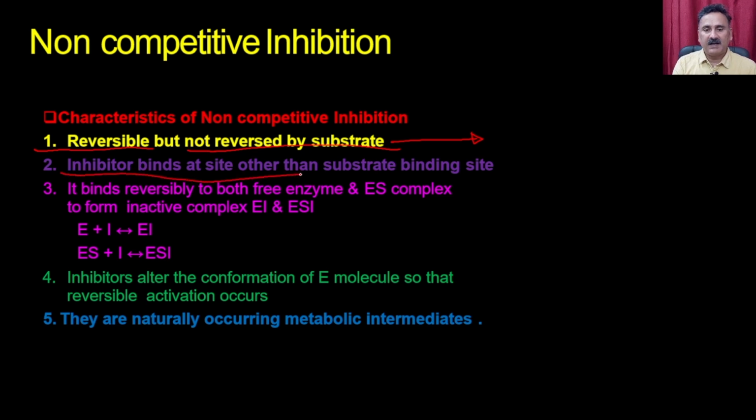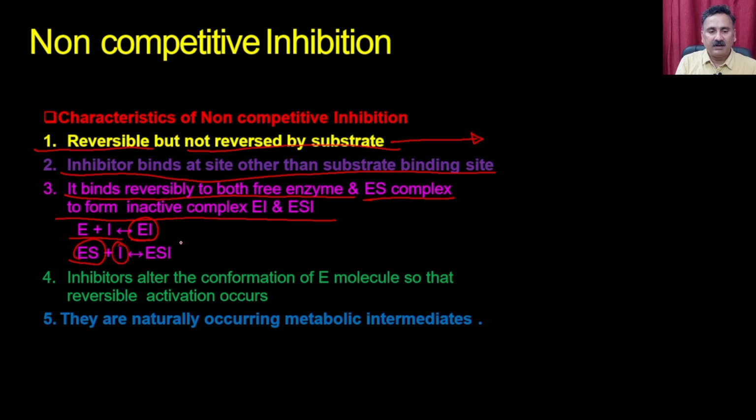The inhibitor binds at a site other than the substrate binding site. That is another point. It binds reversibly to both the free enzyme as well as the enzyme substrate complex to form the inactive enzyme inhibitor complex or enzyme substrate inhibitor complex. This means the enzyme is going to interact with the inhibitor and form the enzyme inhibitor complex, or the enzyme substrate complex is going to interact with the inhibitor and form the enzyme substrate inhibitor complex.